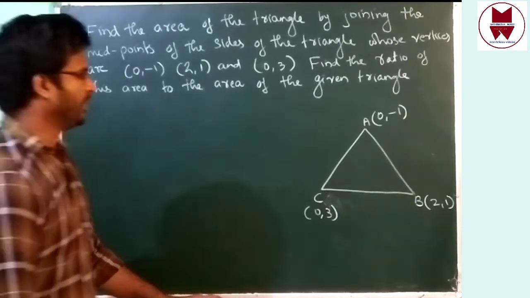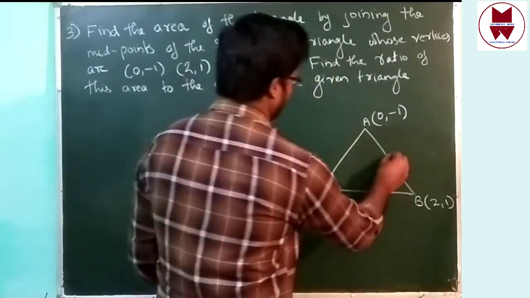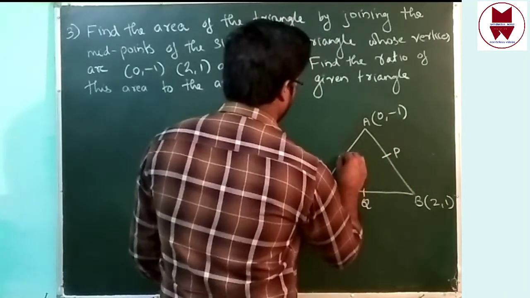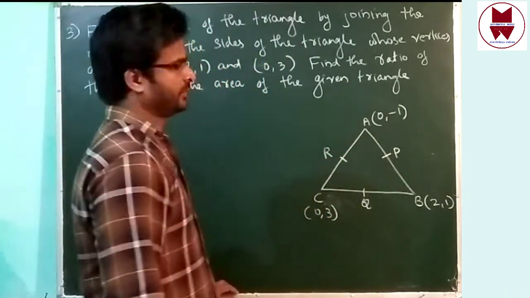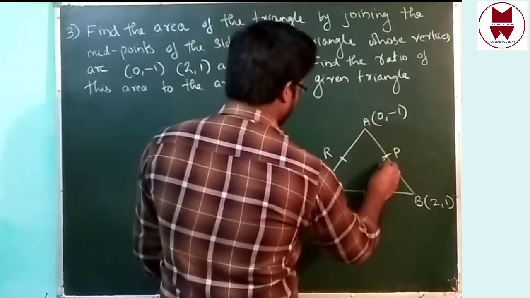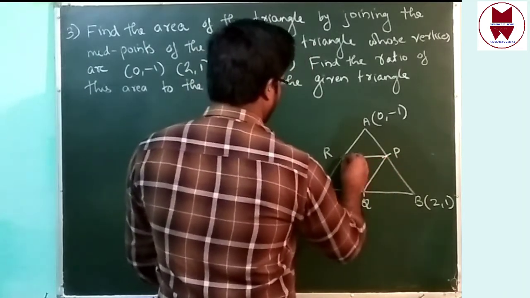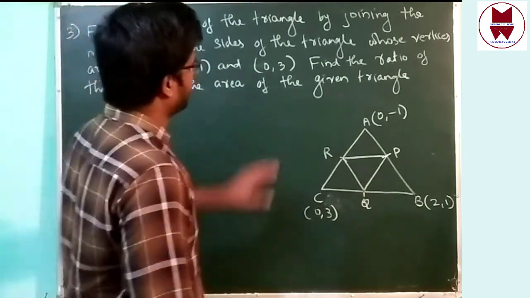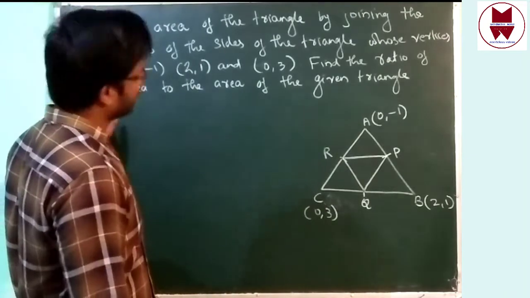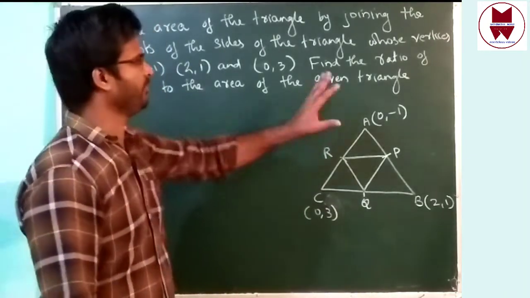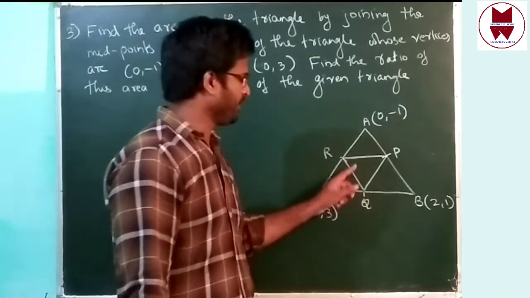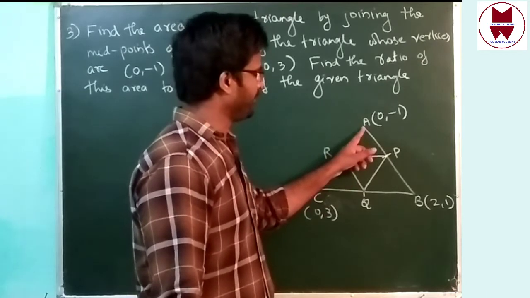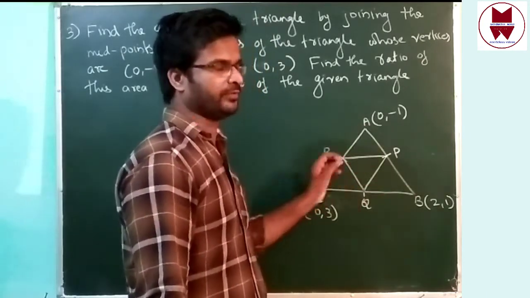Then we have to find the midpoints of all the sides. Consider this the midpoint of AB, P, then Q, then R. If you join these midpoints, we will get another triangle, PQR, isn't it? Then find the ratio of this area to the area of the given triangle. We have to find the area of this small triangle PQR, then the area of the big triangle ABC, then we will find the ratio.